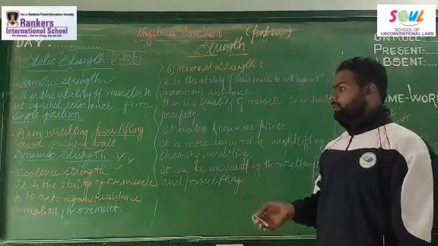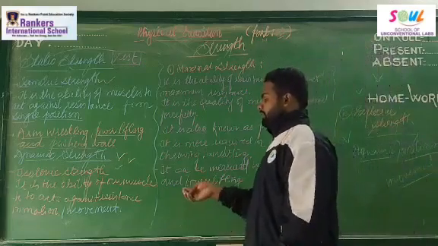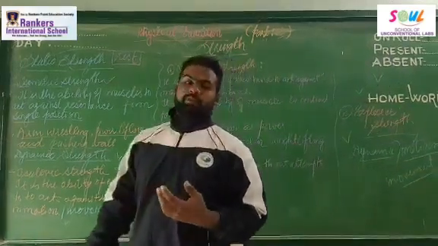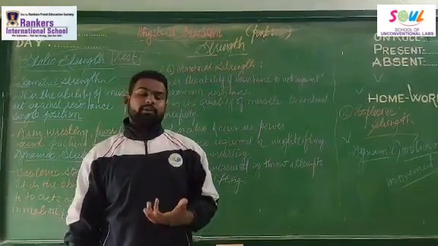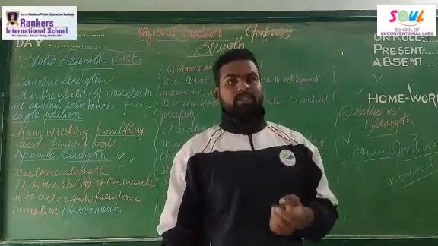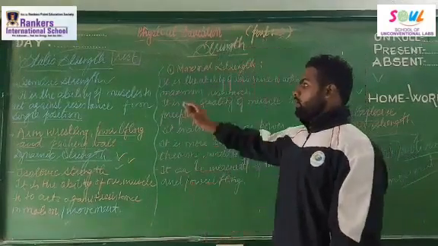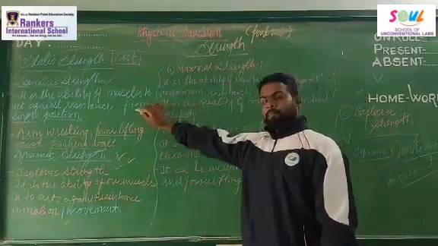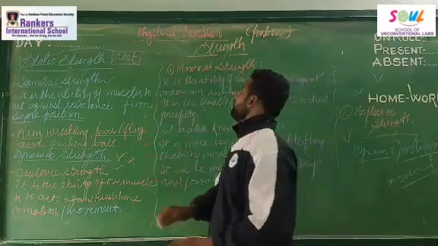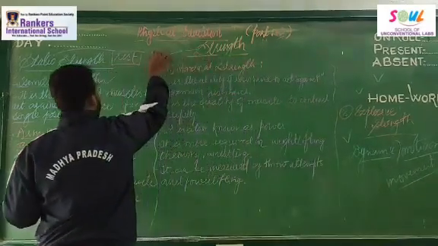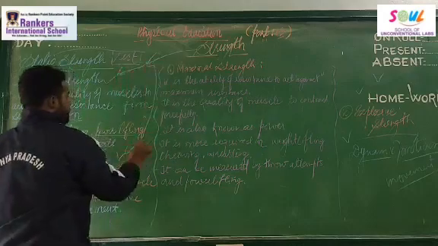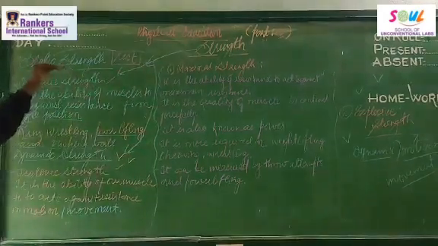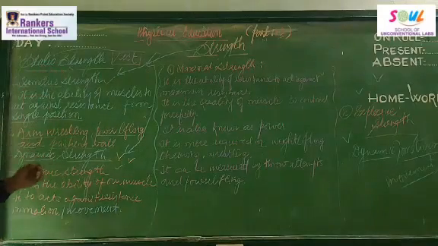There are different kinds of dynamic strength, like running. We can take it as an example. Standing broad jump is the best example of it. So I hope you understand static strength as well as dynamic strength. This is the type of strength. There are two types of strength: static strength and dynamic strength.